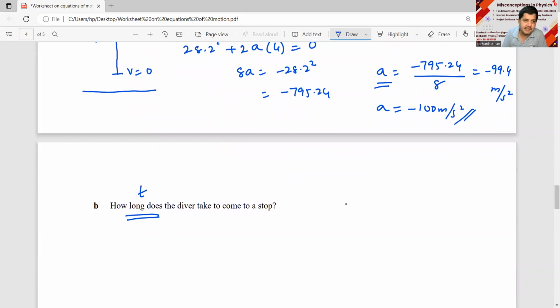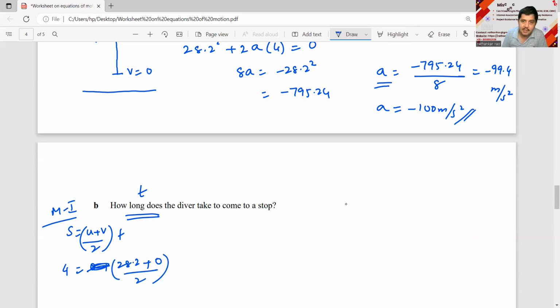The first equation is S equals (U plus V) divided by 2, multiplied by T. This is the easiest way. Now, what is S? S is already given to be 4 meters. What is U? 0 plus, this is your first method, plus V. What is V? U is 28.2, sorry, and V should be 0, divided by 2 multiplied by the time taken, which we do not know and need to calculate.